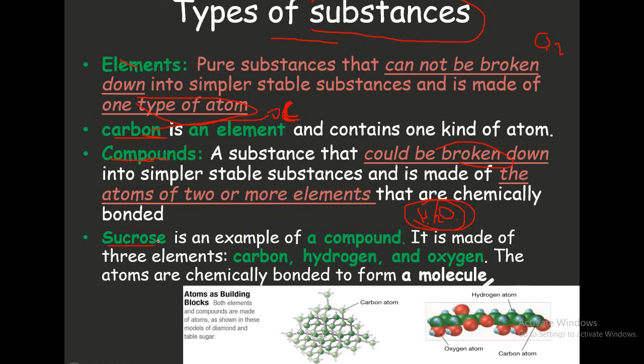Another example, sucrose. Sucrose is a compound which consists of three types of atoms: carbon, hydrogen and oxygen. So we can break this molecule into oxygen, hydrogen and carbon. This molecule can be broken down into simpler, stable substances. So this is a compound. Sucrose is a compound.